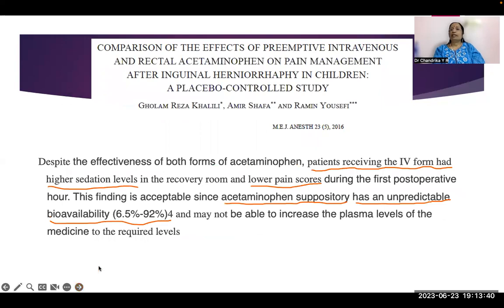This is one more article published in 2016. They have compared the effect of preemptive intravenous versus rectal acetaminophen on pain management after inguinal herniorrhaphy in children. They have found that patients receiving the IV form had higher sedation level in the recovery room and lower pain scores during the first postoperative hour. This finding is acceptable since acetaminophen suppository has unpredictable bioavailability.